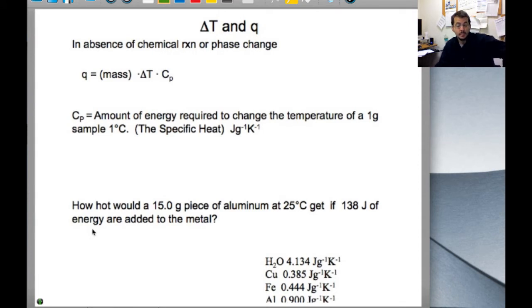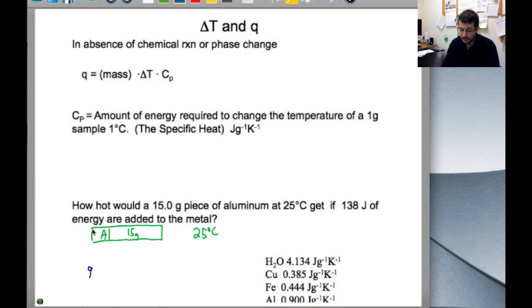Calorimetry can be used to measure heat changes, but you can also use this heat equation predictively. So how hot would a 15-gram piece of aluminum at 25 degrees get if you add 138 joules of energy? Now you can add heat to something, a flame for instance, and we wonder how hot this piece of metal would get. We have our bar of metal, aluminum, 15 grams, and it starts at 25 degrees centigrade. Well, these are heat. How hot would something get?